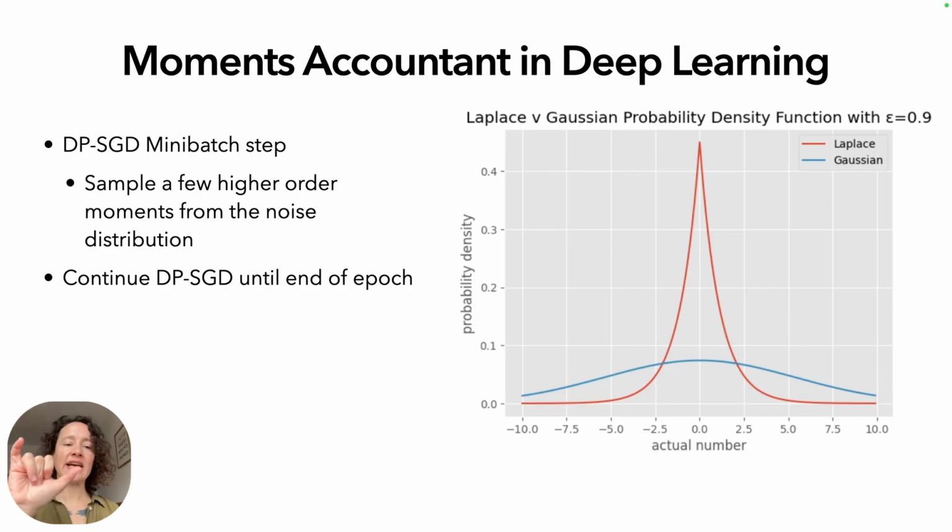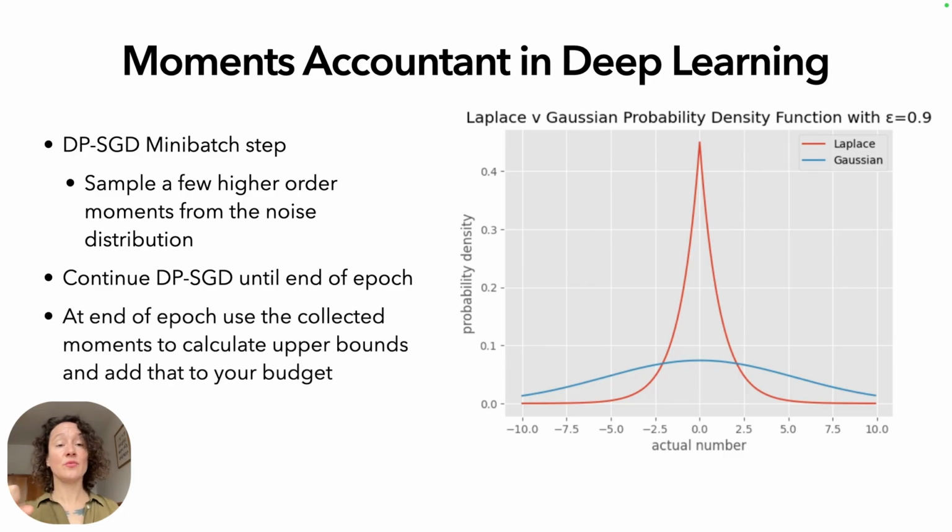Then we essentially, in our accountant, we have kind of stored from the mini batches these moments, right, for the different mini batches that got run. Not the noise itself, just these moments, right? And then at the end of the epoch, we use those collected moments to calculate, based off of a bunch of work that people have done improving this, that upper bound. What's the worst case scenario that we leaked when we did all of those gradient updates? And then that gets added to our budget. So again, the budget is then updated at the end of an epoch. And when the budget is reached, we should stop training.